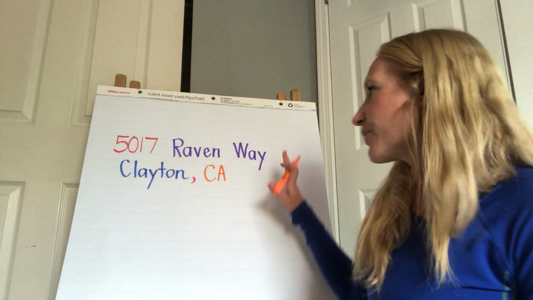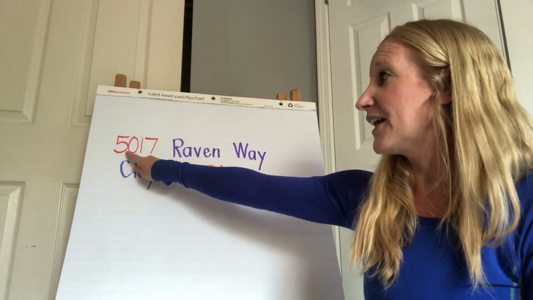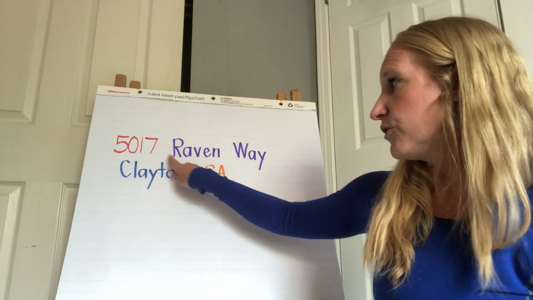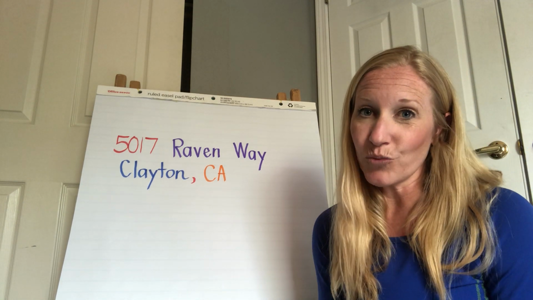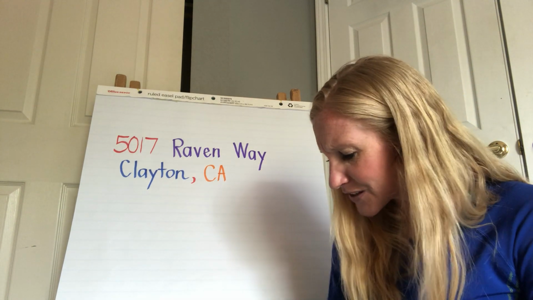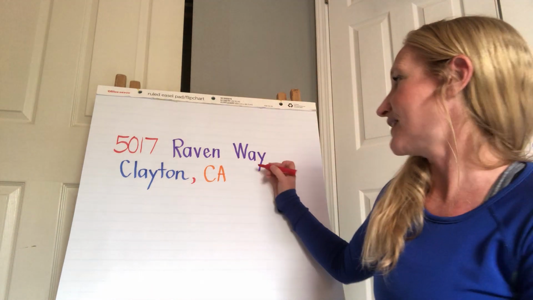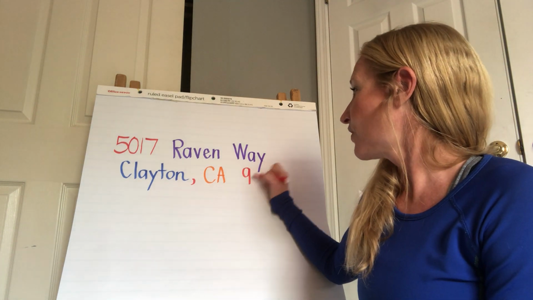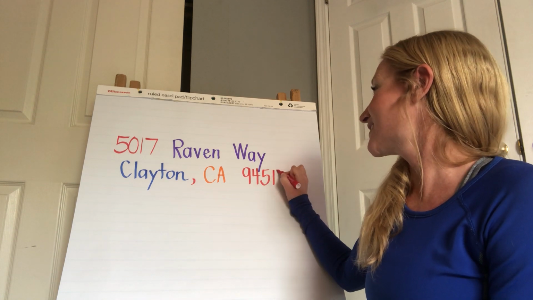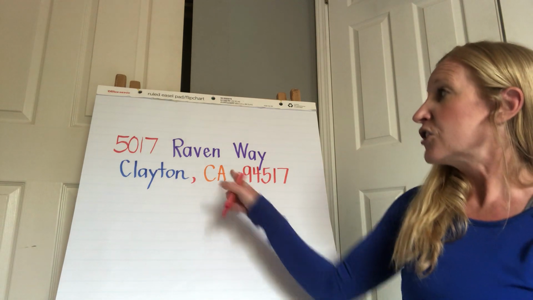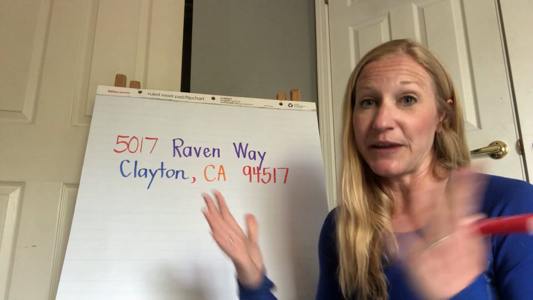Okay, so now this has so much information on it. It has my street and the number of my street. So I would read it 5017 Raven Way, Clayton, California. Now there's one more thing that we have to add, and it's called a zip code. And this is really tricky, and this is where you're going to need a grown-up again to help you with it. My zip code, it's another number, is 94517. Okay, so this is Mrs. McGee's address.